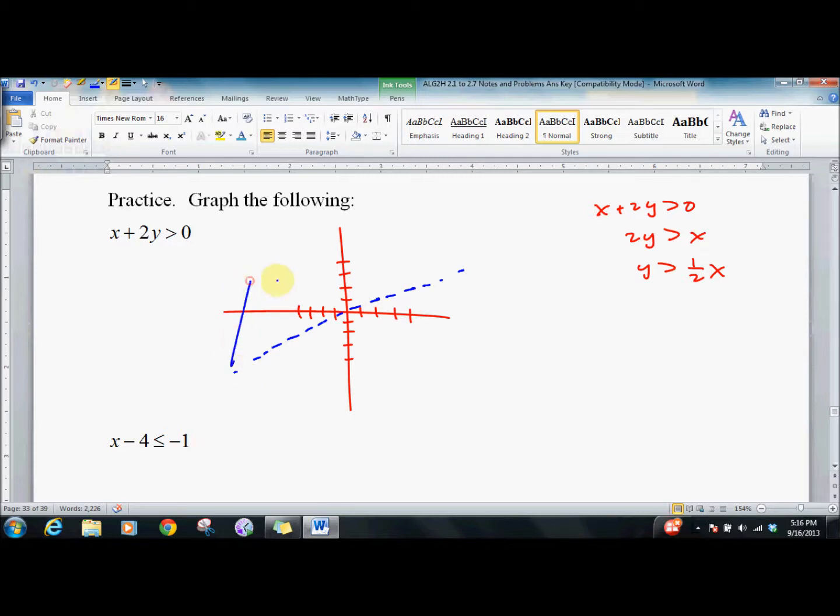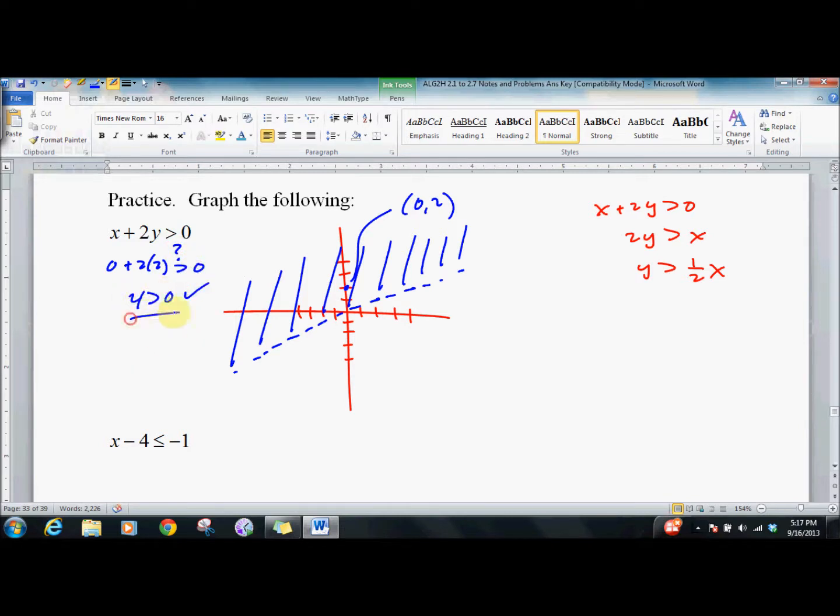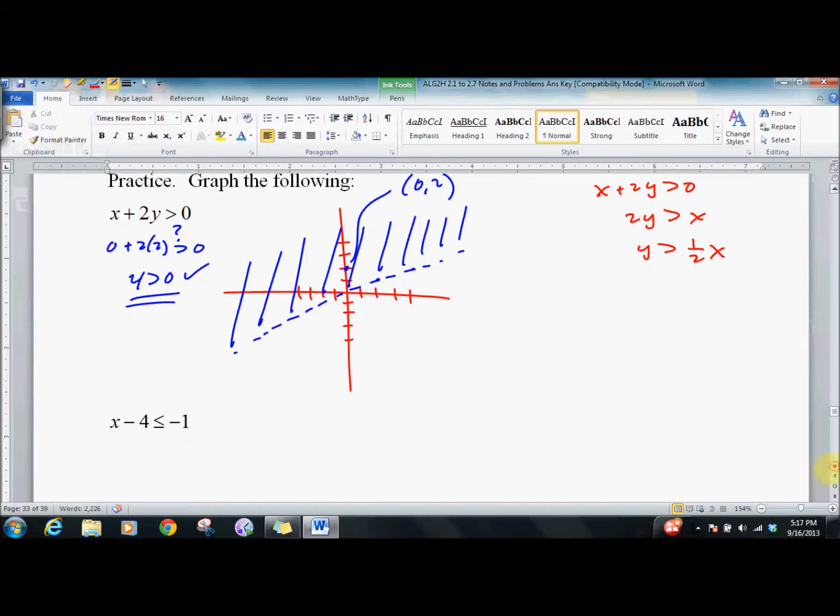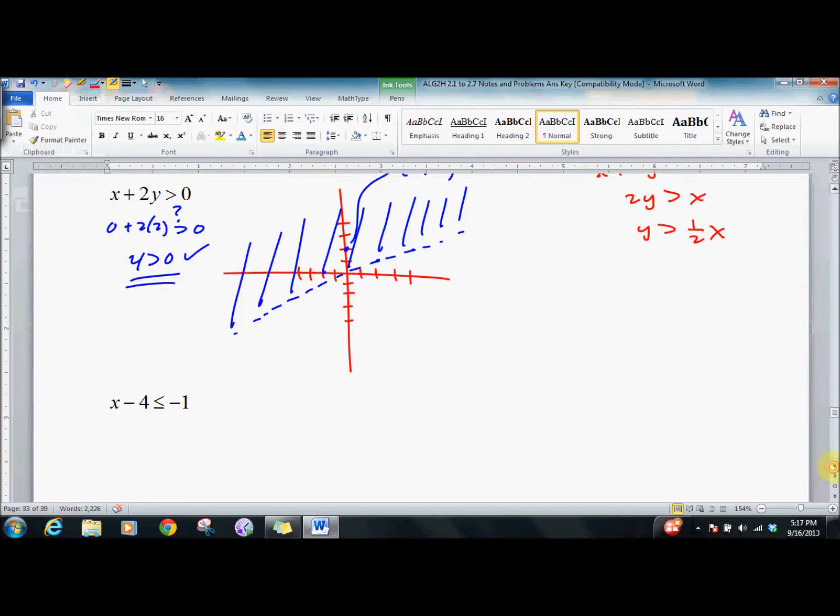This is greater than, so we're going above. Now, I like to check to make sure I did it right, so I'm going to pluck this point off here. This is the point 0, 2. I'm going to see if it works. 0 plus 2 times 2 should be greater than 0. 4 is greater than 0. Check. It's a good idea. Try the next one.